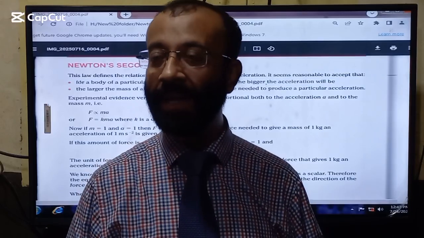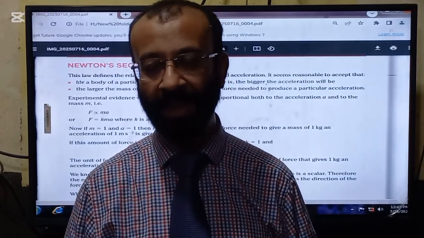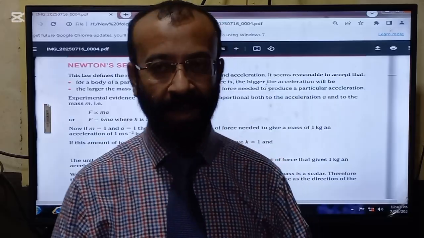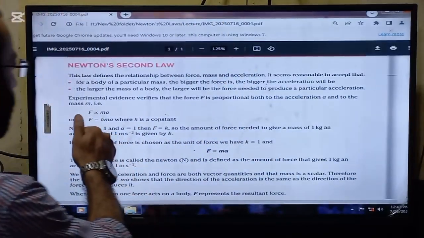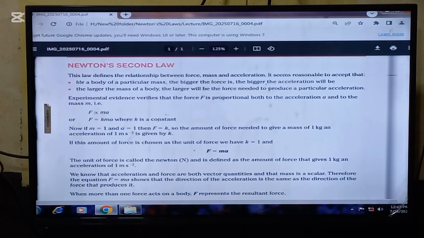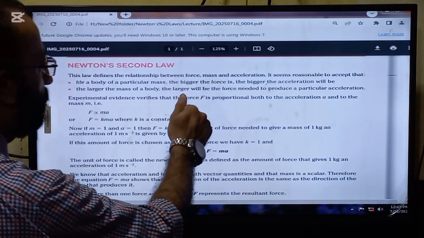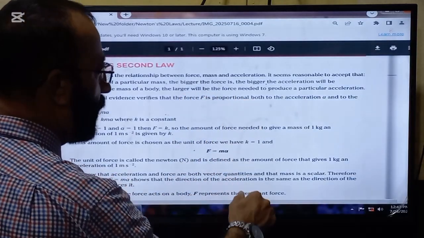Good morning, students. Our topic today in the subject of Mechanics 1, in class A levels, is Newton's second law of motion. So concentrate yourself. We are going to start. This law defines the relationship between the force, mass, and acceleration.